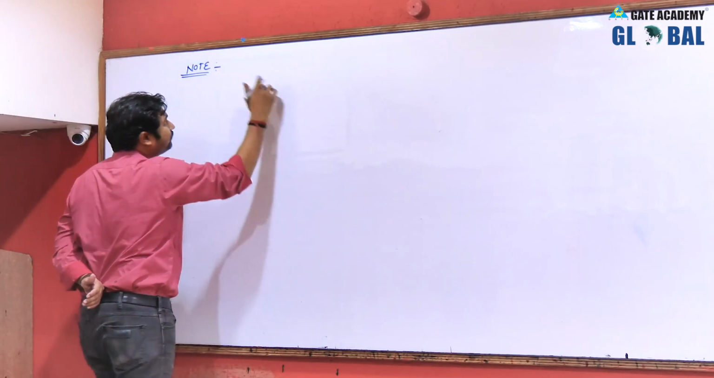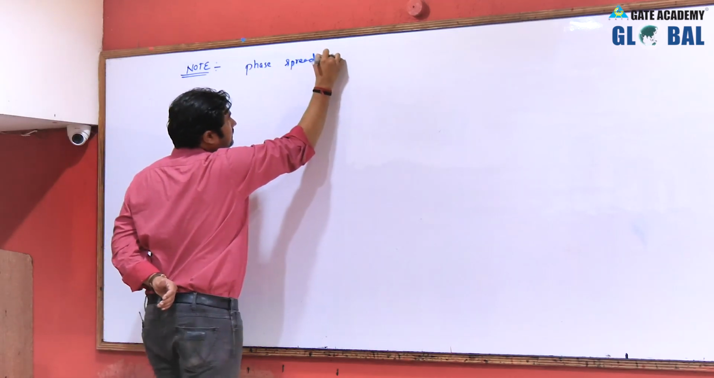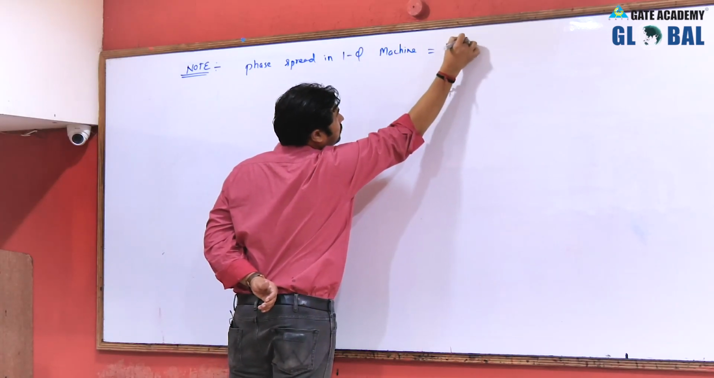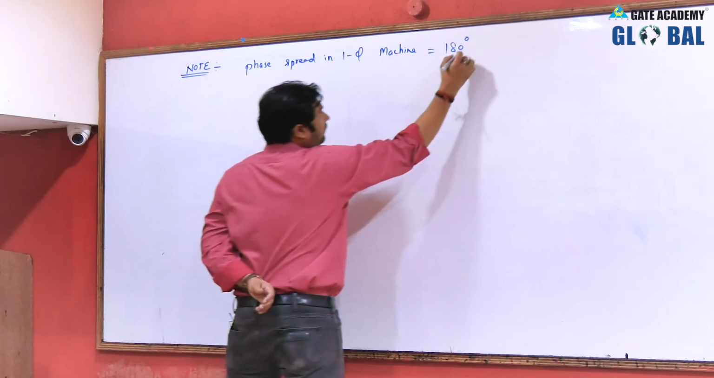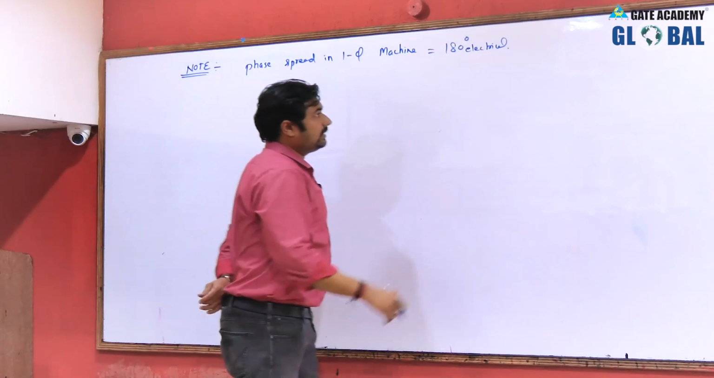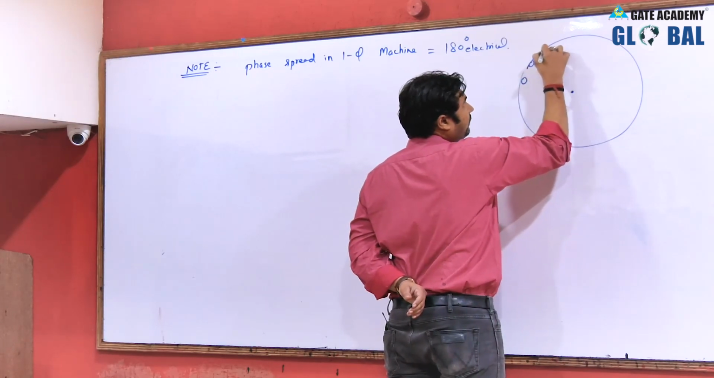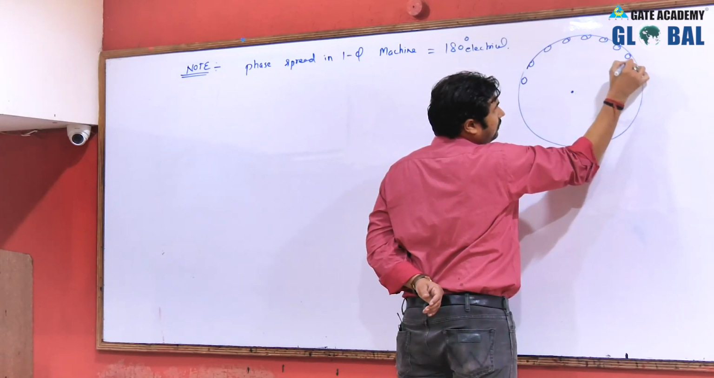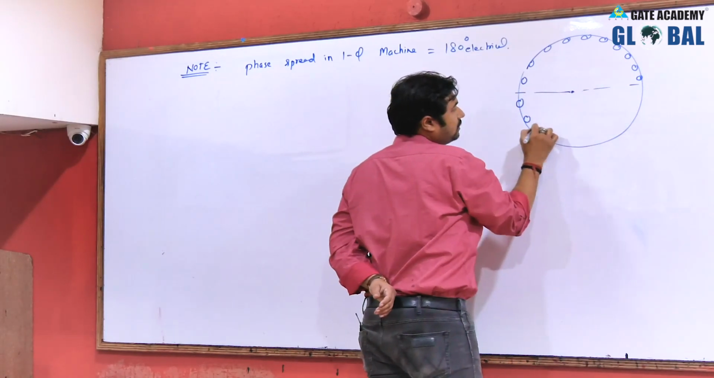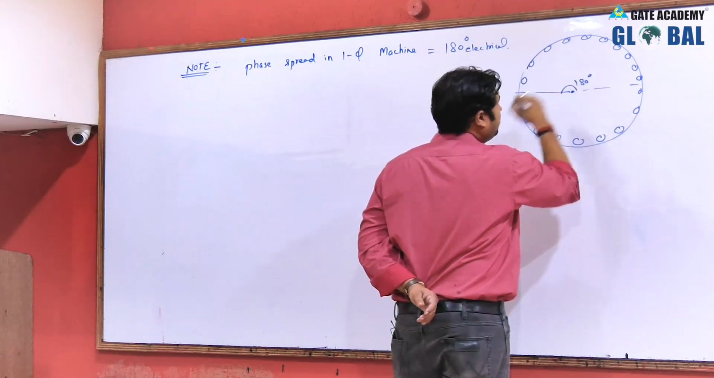Keep this in mind that phase spread in single phase machine is always equal to 180 degree electrical. It means this entire half we have in this fashion. Is it okay? So phase spread in case of single phase machine is equal to 180 degree electrical.